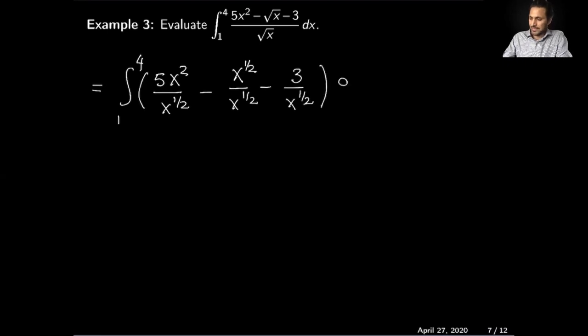And dx. So now I will simplify by taking that term into the numerator. So this will be 5x to the power 2 minus 1/2. The exponents will subtract. This is simply 1, and this is simply 3x to the power -1/2 dx.